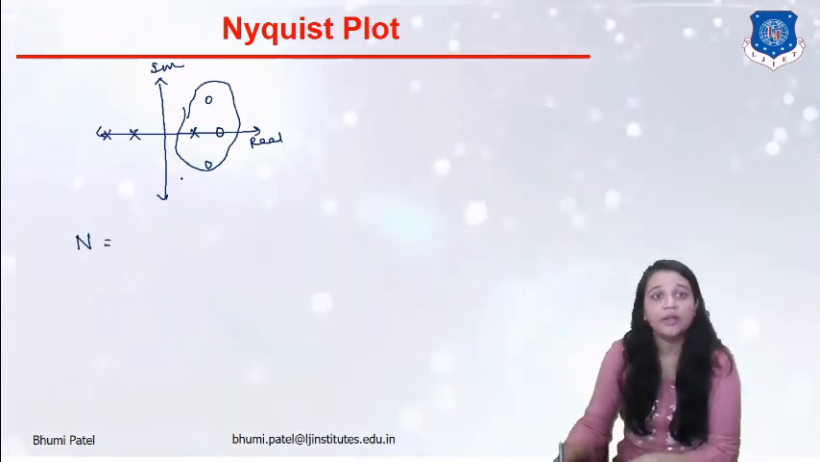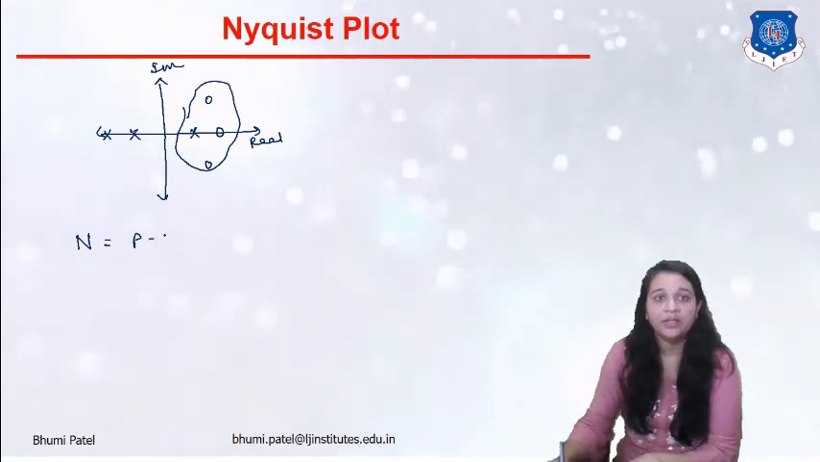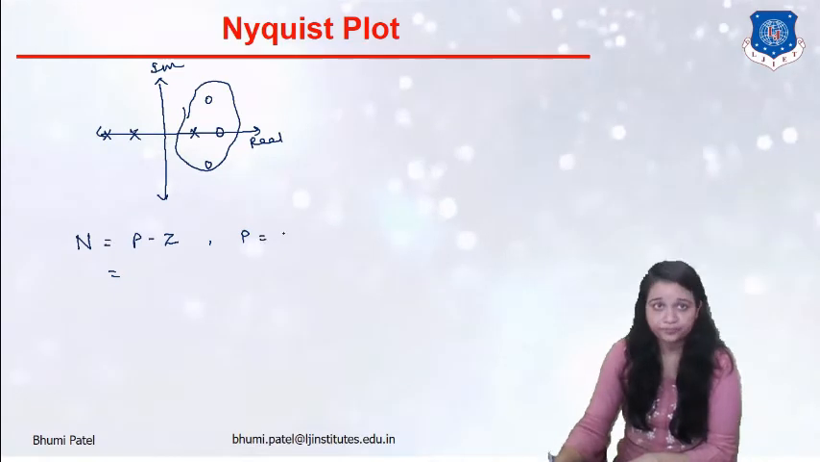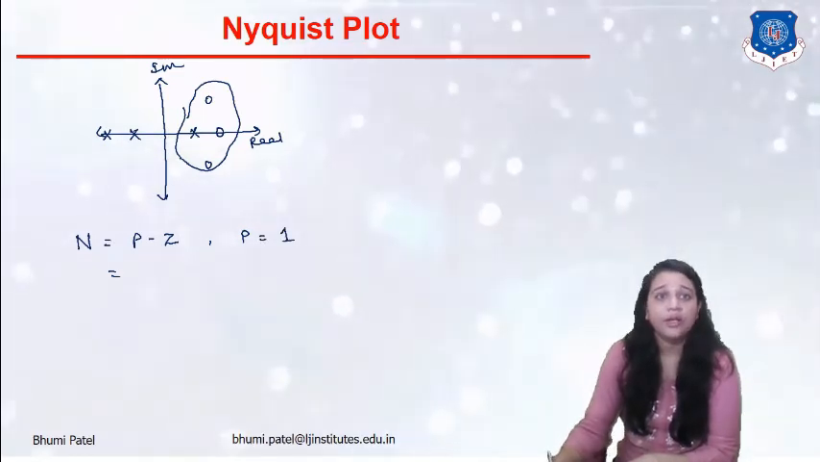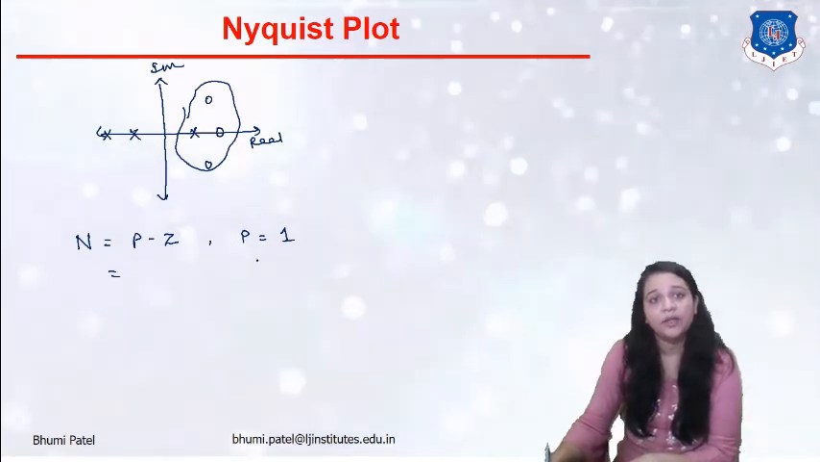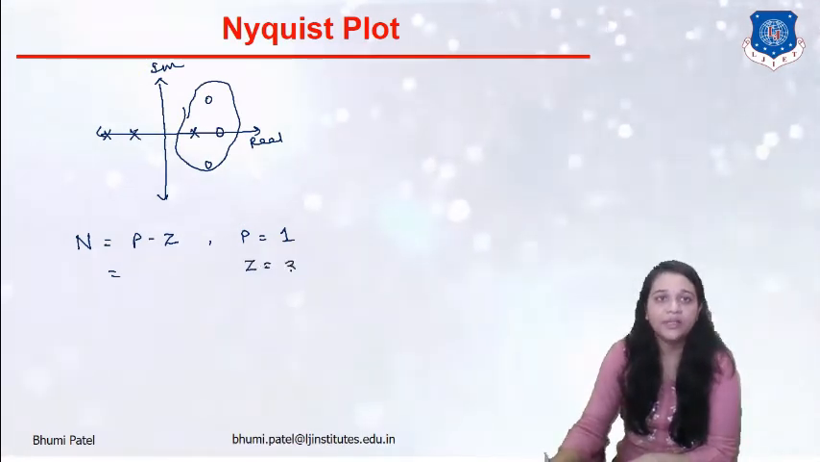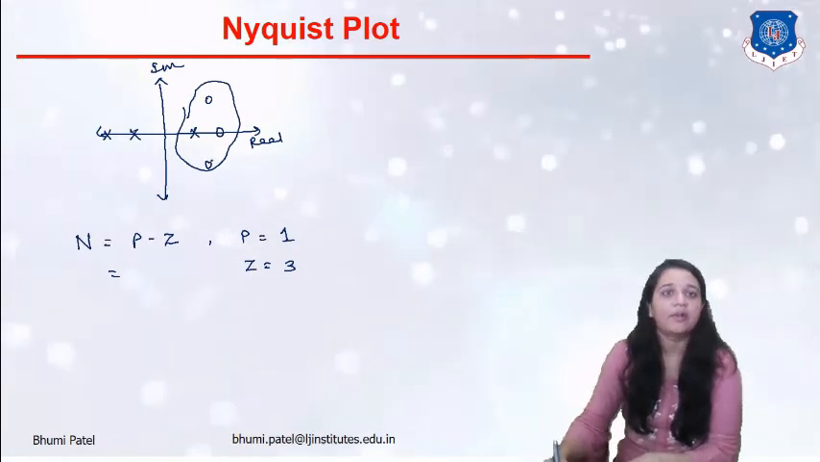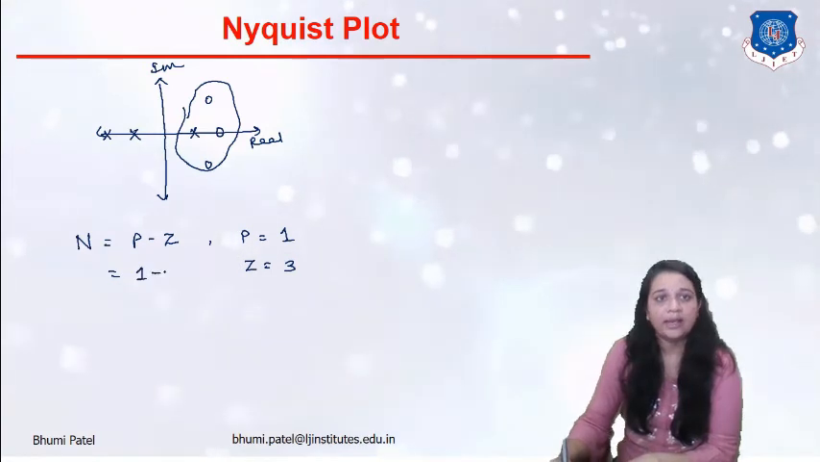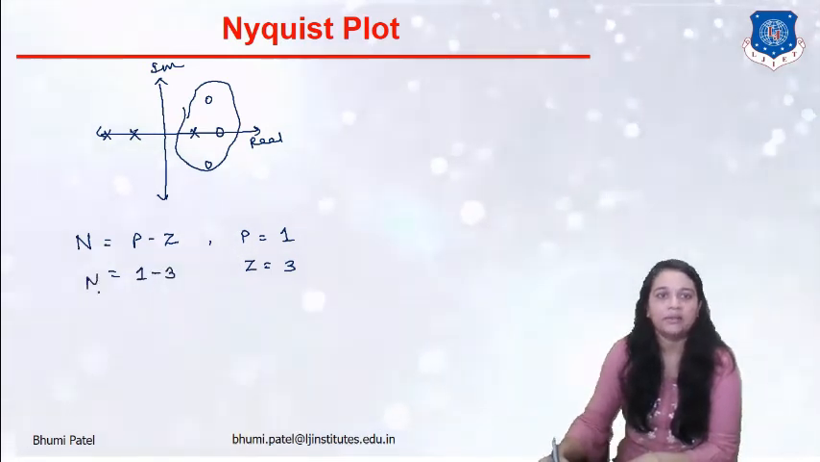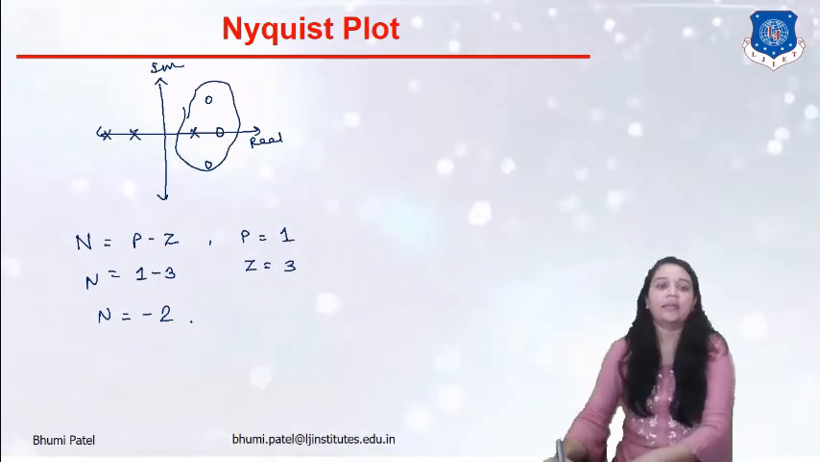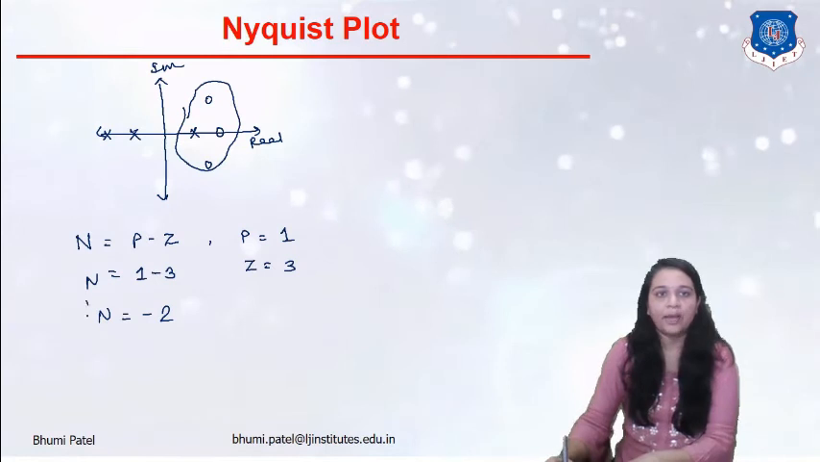So n is equal to p minus z. Here you can see that the value of p is equal to 1, because in the Nyquist contour only one pole is located in the right hand plane, and z is equal to 3. Here the value of z, the number of zeros, is equal to 3. So put the value of p and z in this equation. So we can get n is equal to 1 minus 3. That means n is equal to minus 2.